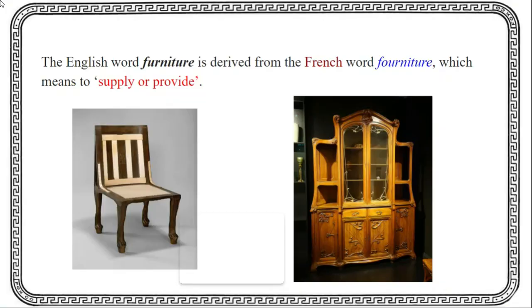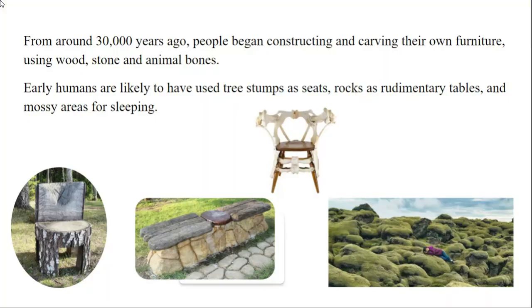What is the history of furniture? From around 30,000 years ago, people began constructing and carving their own furniture using wood, stone and animal bones. See, in this picture, early humans are likely to have used tree stumps as seats, rocks as rudimentary tables, and mossy areas for sleeping. They used trees, stones, plants and animal bones as their furniture.